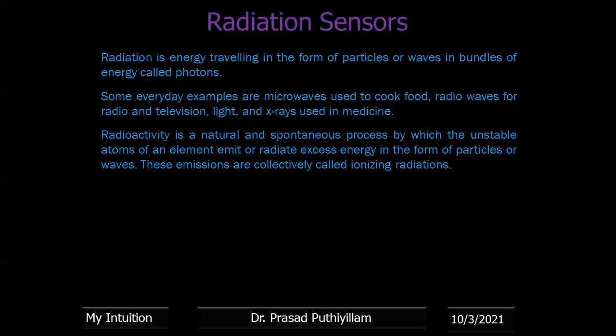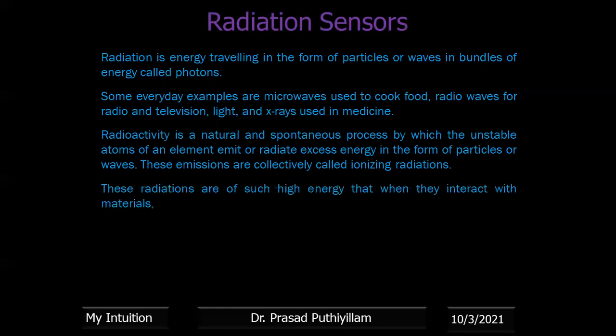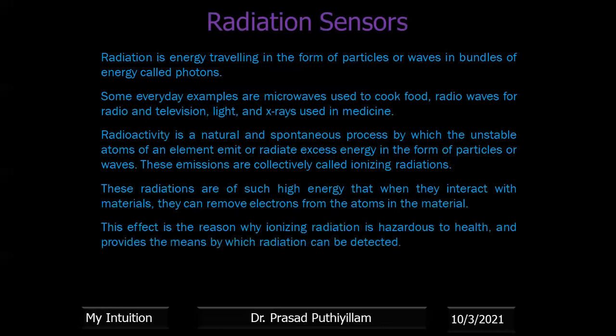Radioactivity is a natural or spontaneous process by which an unstable atom of an element emits excess energy. This excess energy is emitted in the form of photons or electrons, or in the form of waves, and these emissions are collectively called ionizing radiation. These ionizing radiations are a little bit dangerous because they can interact with other material and remove electrons from the atoms of the material, and even in living organisms, they can remove electrons from the atoms present in them.